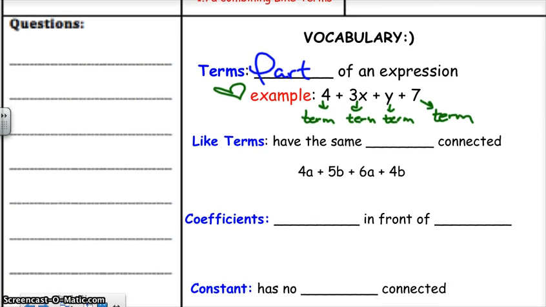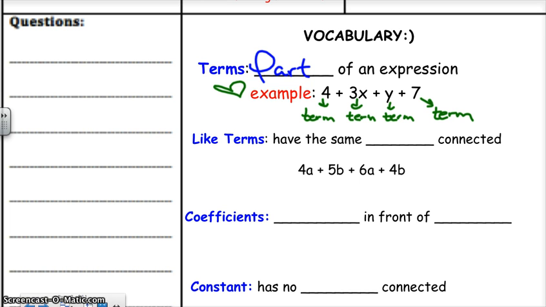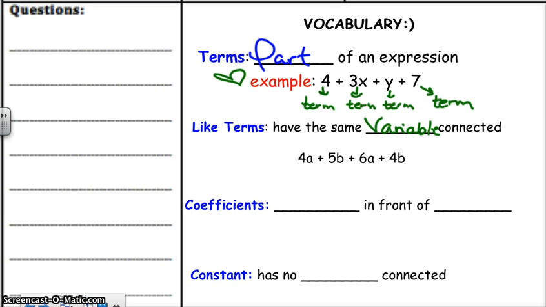Like terms have the same variable connected. Like terms have the same variable or letter if it's easier to remember. So 4a plus 5b plus 6a plus 4b. 4a and 6a are like terms. They both have an a. 5b and 4b are like terms. They both have a b.